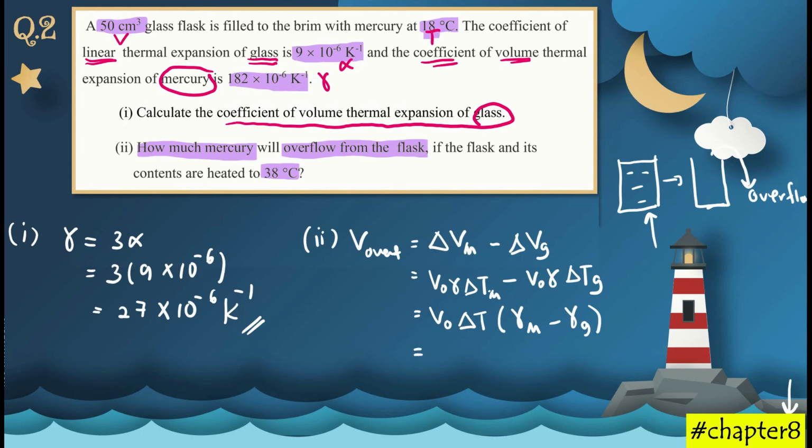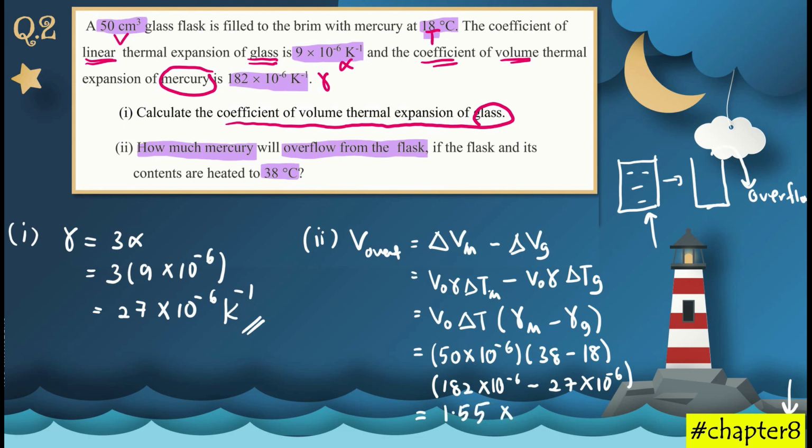So now we substitute all the values. The value of volume is given as 50 cm cube, so it is 50 times 10 to minus 6. Temperature is T final minus T initial, times gamma for mercury, 182 times 10 to minus 6, minus 27 times 10 to minus 6. We finally get volume overflow is equal to 1.55 times 10 to minus 7 meter cube.